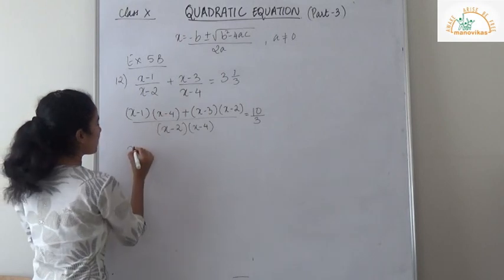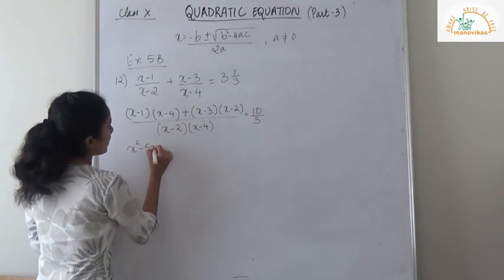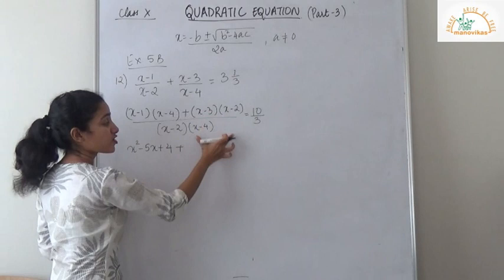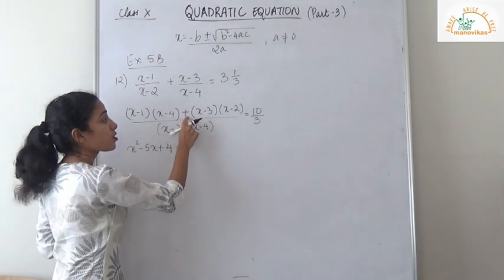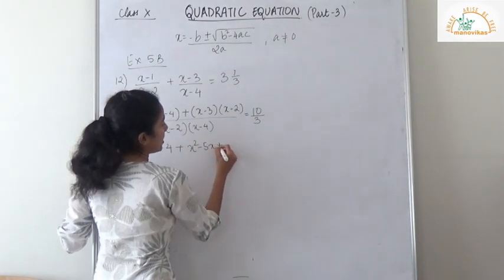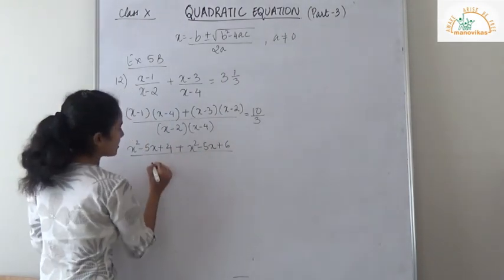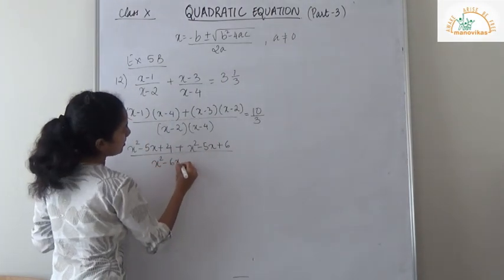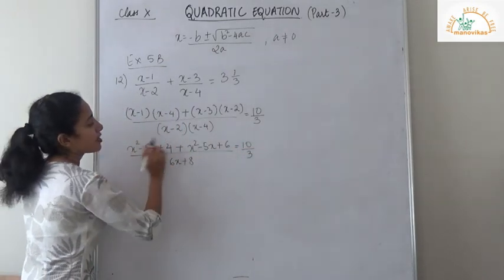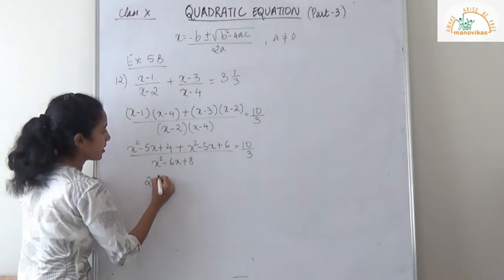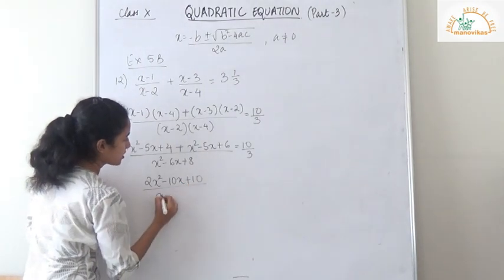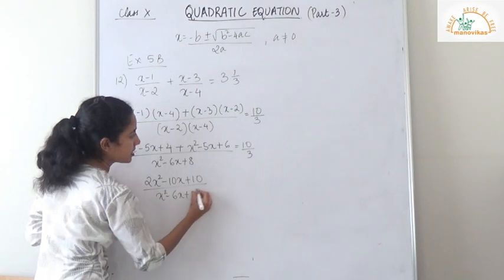Open up this bracket, so I have x square minus 5x plus 4 plus, if there was a negative sign, I would have still written this expansion in the brackets. But since there is a positive sign, we write it as it is. This will be x square minus 5x plus 6 divided by x square minus 6x plus 8 equal to 10 by 3. So first we will add all these terms, the left term. So I have 2x square minus 10x plus 10 divided by x square minus 6x plus 8 is equal to 10 by 3.